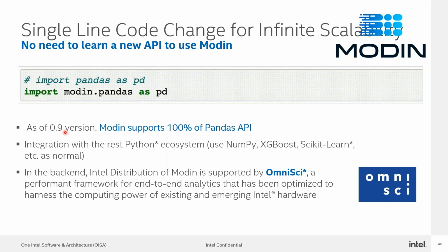Like libraries such as NumPy, XGBoost, and scikit-learn. The backend of Modin is supported by OmniSci, shown here. It is a performance framework for end-to-end analytics that has been optimized to harness the computing power of existing and emerging Intel hardware.